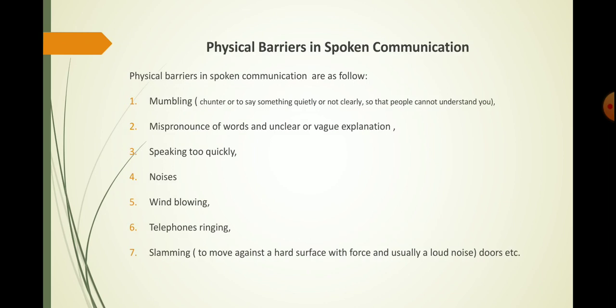Now, physical barriers in spoken communication. Physical barriers in spoken communication are, number one, mumbling. Mumbling means to say something quietly or not clearly so that people cannot understand you. While you say something unclearly, or something people do not understand, it is in fact mumbling.